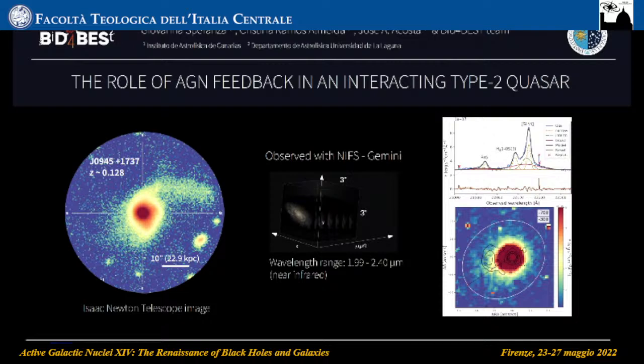If you want to know more about the properties of the outflow and the gas kinematics of this source, please come to visit my poster, and you will also find a nice picture of the voluntary isolation. Thank you for the attention.